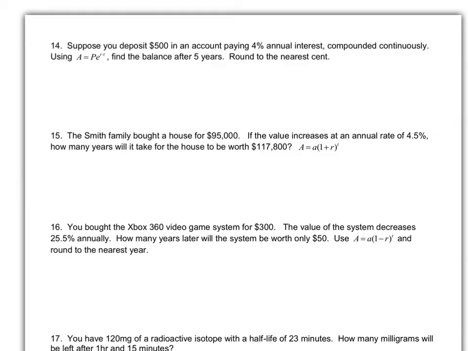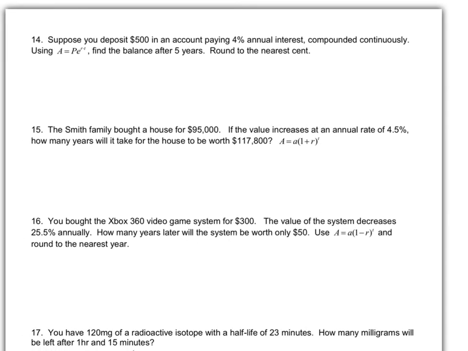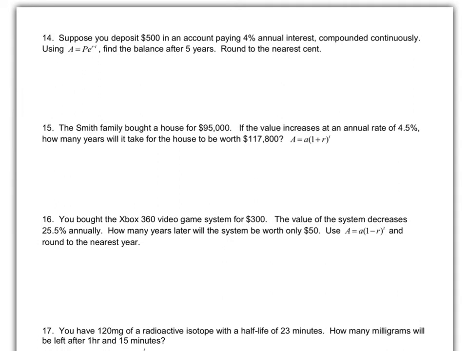Now let's move on to the third page in our review. This is basically word problems. So let's read number 14. Suppose you deposit $500, so that's my initial amount, in an account paying 4% annual interest compounded continuously. Every time they say compounded continuously, this is the equation you use. Find the balance after 5 years, round to the nearest cent.